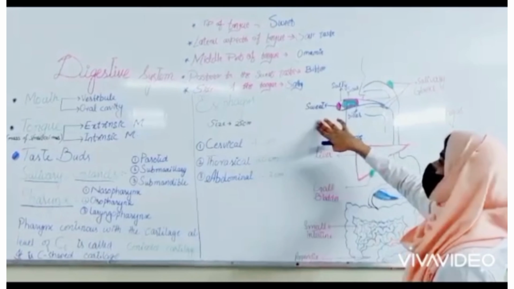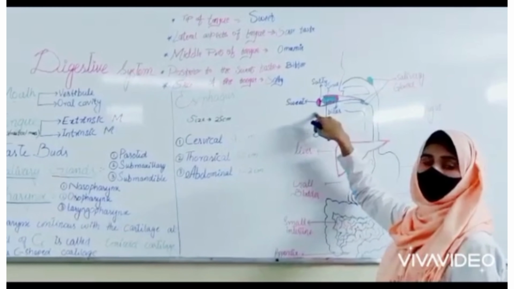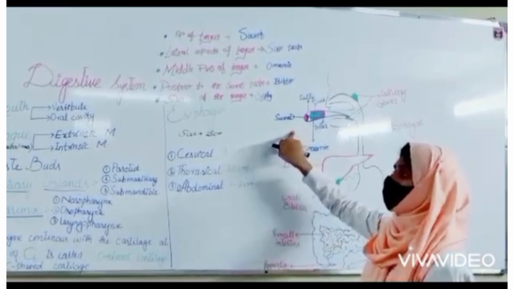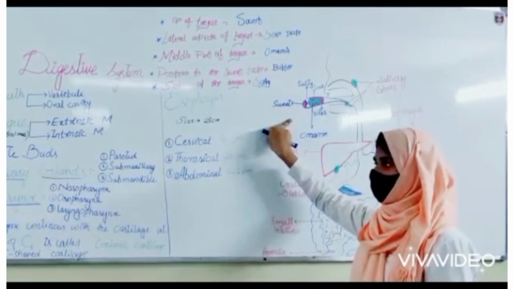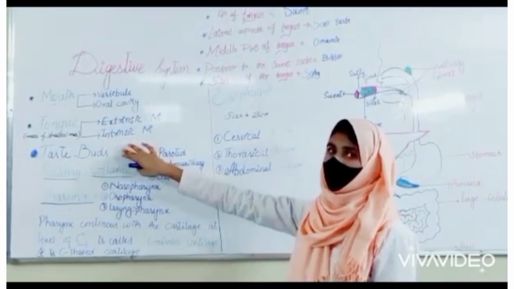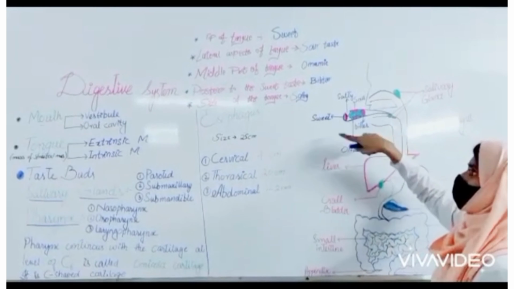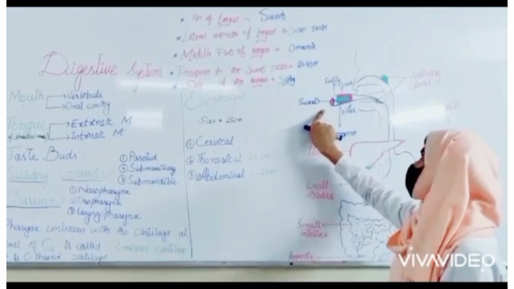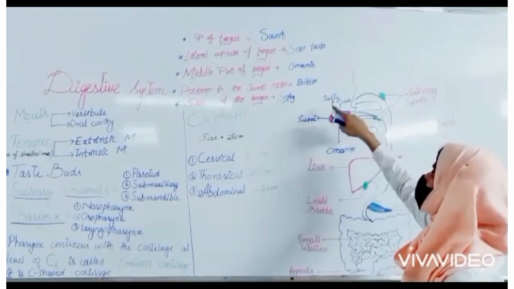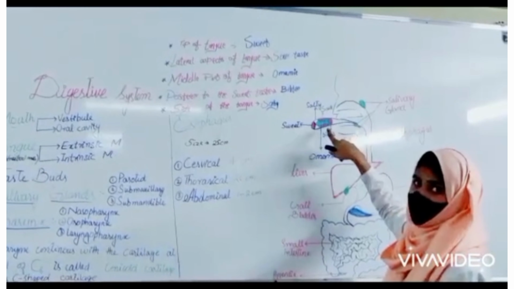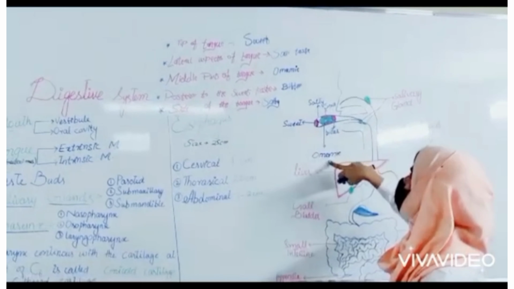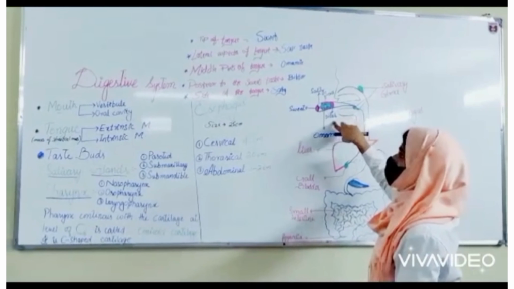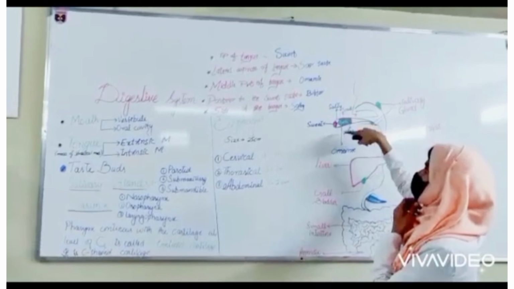Extrinsic muscles help movement of the tongue, and intrinsic muscles give shape to the tongue. Then we have taste buds. Let's see in the diagram, we have 5 tastes. First, sweet taste at the tip of the tongue. Then the lateral side of the tongue has sour taste, and the middle part of the tongue has umami taste, and posterior to the sweet taste has bitter taste, and the side of the tongue has salty taste.